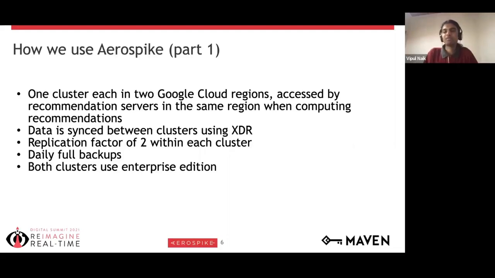The 2 clusters have basically identical data. Data is synced using a 2-way XDR, in some cases 1-way in others, but basically it's synced. Replication factor of 2 within each cluster, and daily full backups. Both clusters use the enterprise edition. So you have a decent amount of redundancy in the data. And also speed, because we have different regions, and each region is querying the same region.